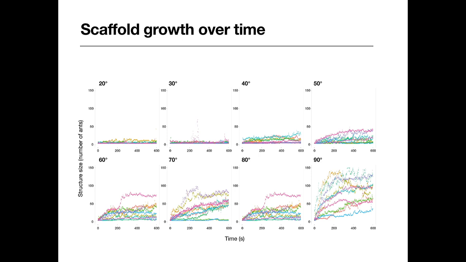And so this is just all the data for all of the experiments for each angle. And you can see just kind of intuitively that larger structures form at the steeper angles. So down in the right-hand corner, you have all the experiments for 90 degrees, which is completely vertical. And then at these lower angles, where you're almost horizontal, there's pretty much no structures forming at all until you get to somewhere around 40 or 50 degrees.